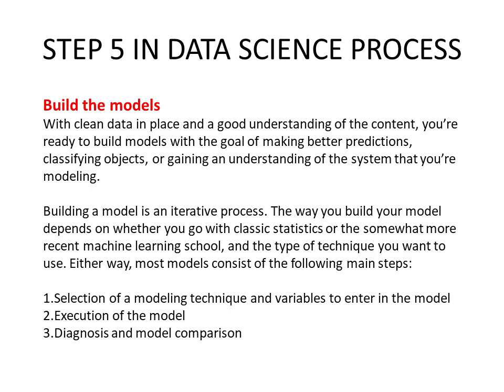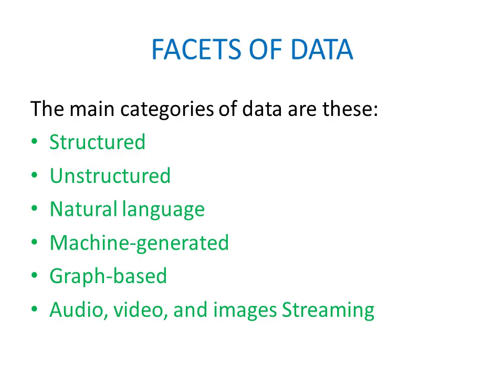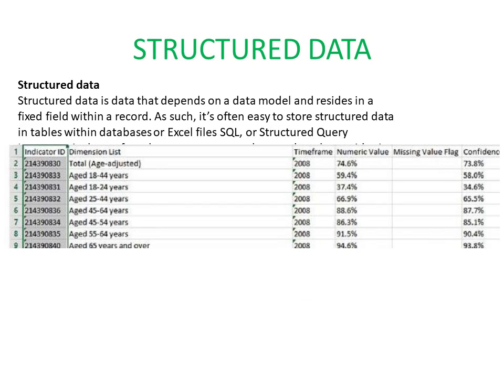Next we'll move on to facets of data. The main categories here are structured data, unstructured data, natural language, machine generated, and graph based. What is structured data? Structured data is in a format which is easily retrievable. Here we have SQL, the structured query language, and Excel files. Data depends on the model and fixed fields within a record, meaning records with rows and columns.